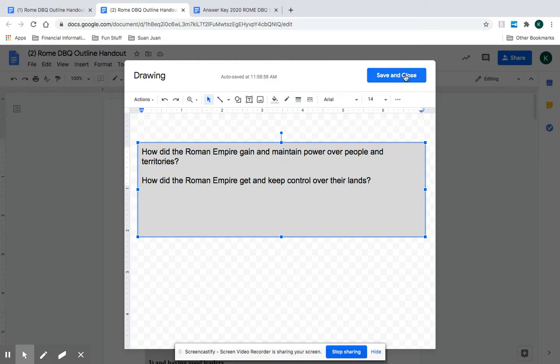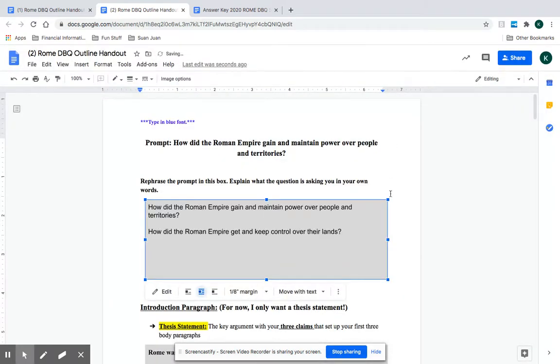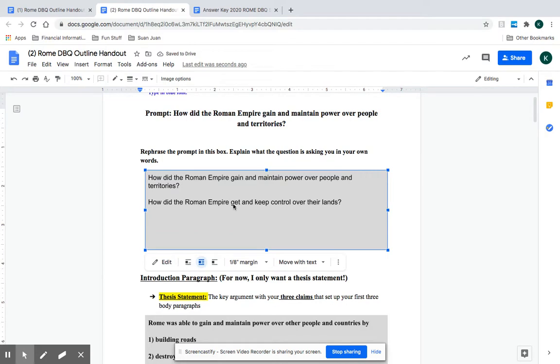There we go. I've rephrased the question. So I hit save and close. So what I have is, my new question is, how did the Roman Empire get and keep control over their lands? It is the same question I'm being asked, but I have proven, okay, I know what I'm being asked to do.